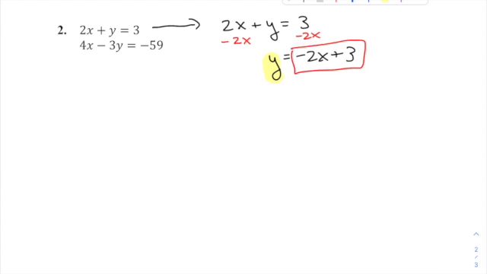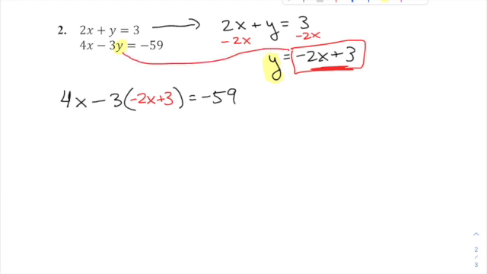So I'm going to go to the other equation, the one I haven't used yet, and that would be the second one in this case. And where I see y, I'm going to replace that with negative 2x plus 3. So the rest of the equation is exactly the same: 4x minus 3, use a set of parentheses in place of that y, equals negative 59. And now in place of that y, I'm putting negative 2x plus 3, because that's what y is equal to, right? Just taking this and substituting it right there. That's why it's called substitution.